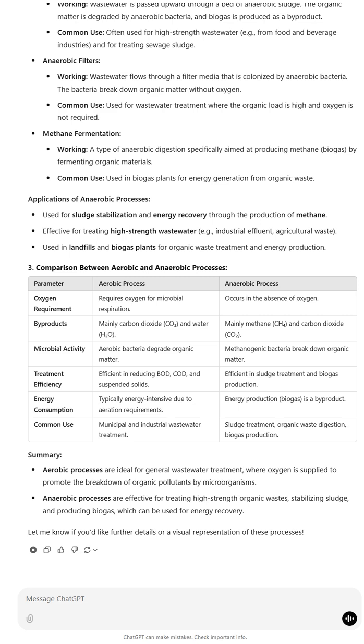Summary. Aerobic processes are ideal for general wastewater treatment, where oxygen is supplied to promote the breakdown of organic pollutants by microorganisms. Anaerobic processes are effective for treating high-strength organic wastes, stabilizing sludge, and producing biogas, which can be used for energy recovery. Let me know if you'd like further details or a visual representation of these processes.